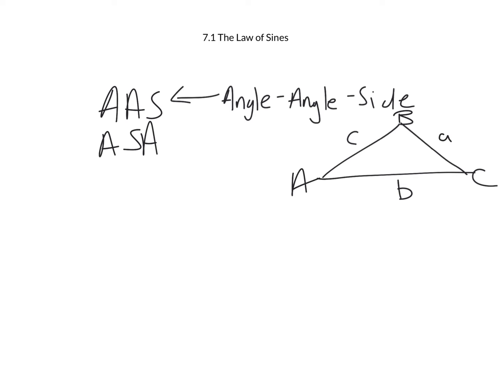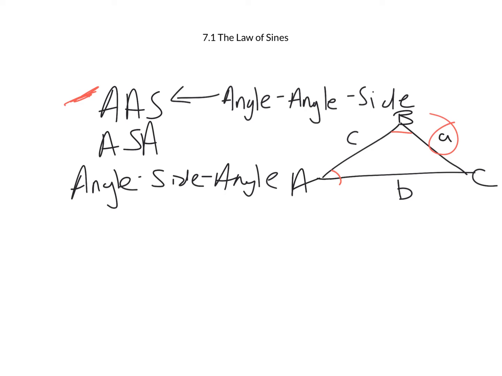The other one is angle, side, angle. If angle, angle, side is red, that means you're given this, this, and this. Or it could have been in any order, right? I could have said angle, angle, side, you're given A, C, and lowercase a. I just decided to go with A, B.